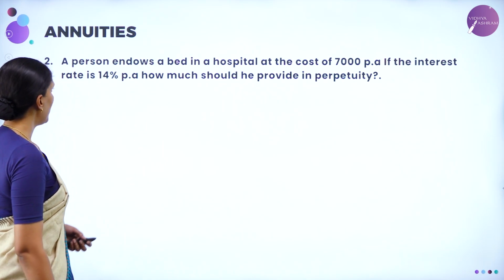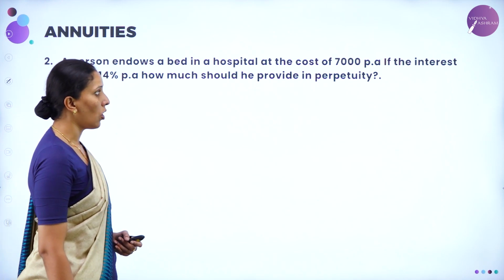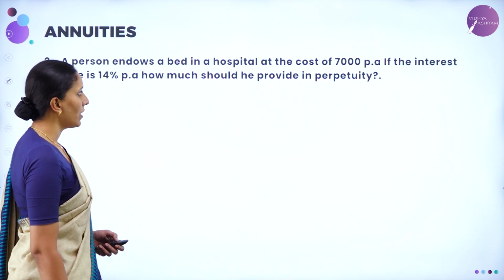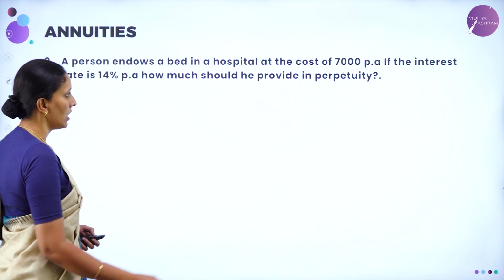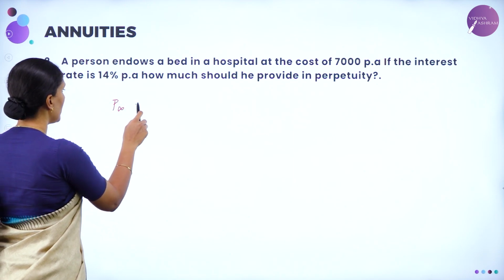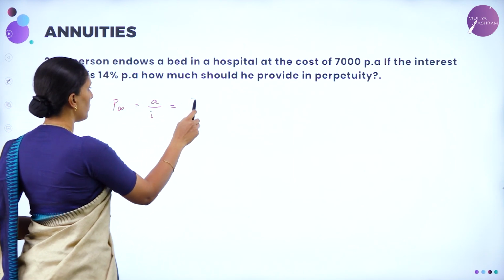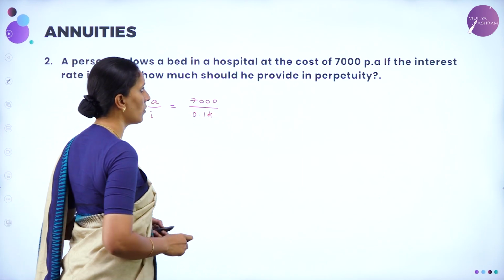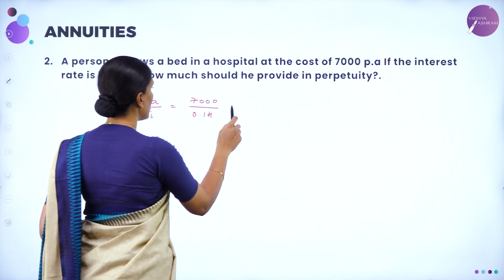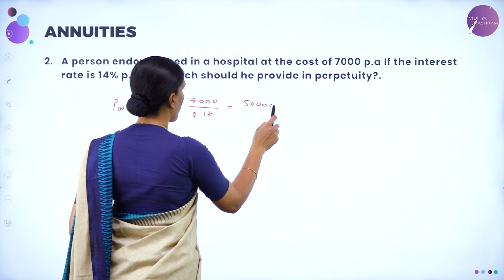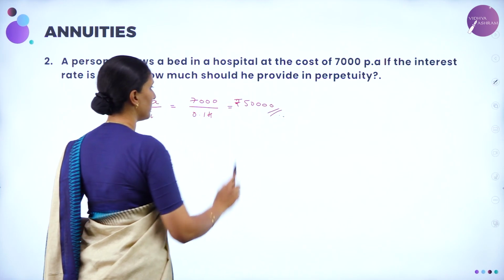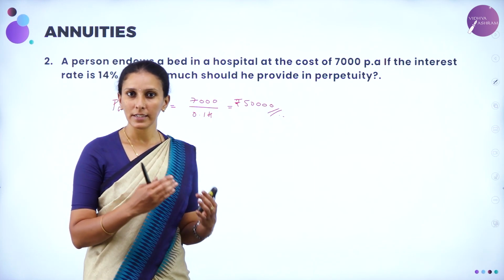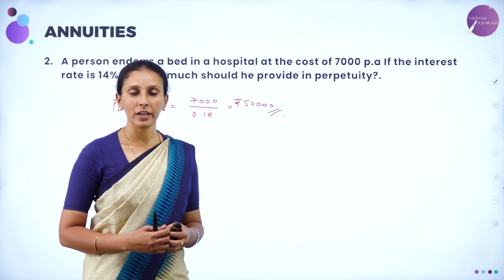Next question. A person endows a bed in a hospital at the cost of 7,000 per annum. If the interest rate is 14% per annum, how much should he provide in perpetuity? So it's the same again. P infinity is equal to A divided by i, which is 7,000 divided by 0.14 because it is 14%. And when you divide this, you will get 50,000 in terms of rupees. So thus the perpetuity doesn't have any future value. It has only the present value for an investment.